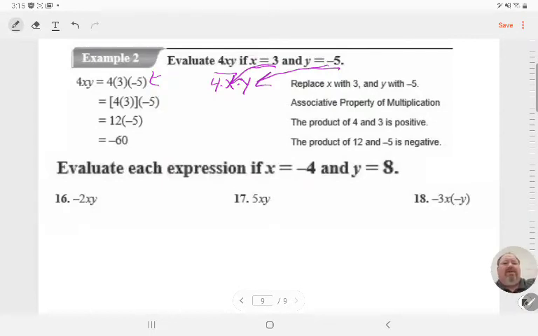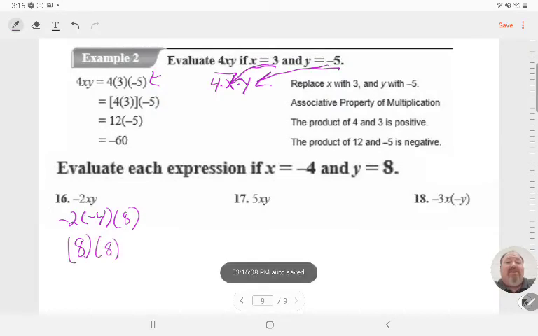All right, let's see how you did. So we have negative 2 times negative 4 is for x times 8 is for y. Negative 2 times negative 4, those are both negative, so you get a positive 8 times 8. And 8 times 8 is 64. All right.